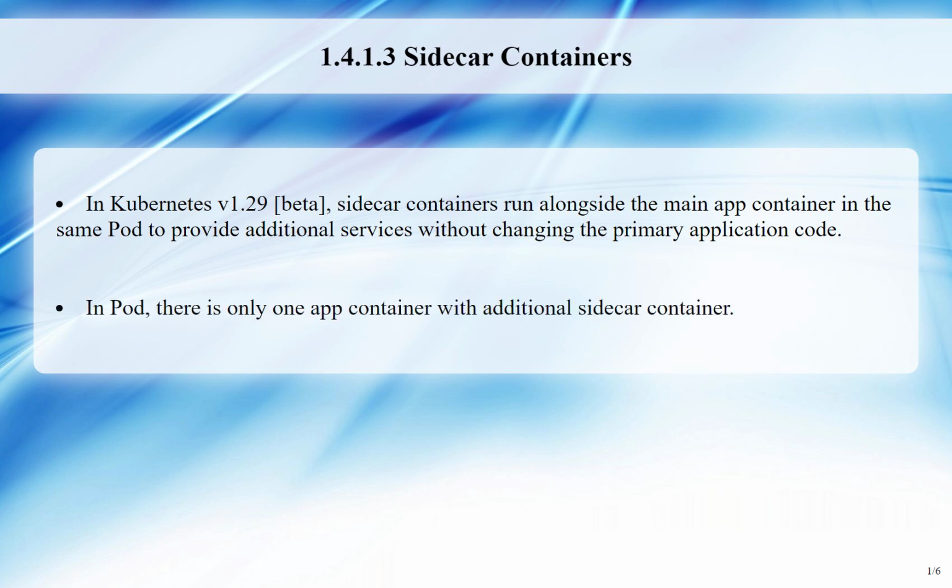Typically, there is only one app container in a pod. For instance, in a web application that needs a local web server, the local web server would be a sidecar container, while the web application itself would be the app container.